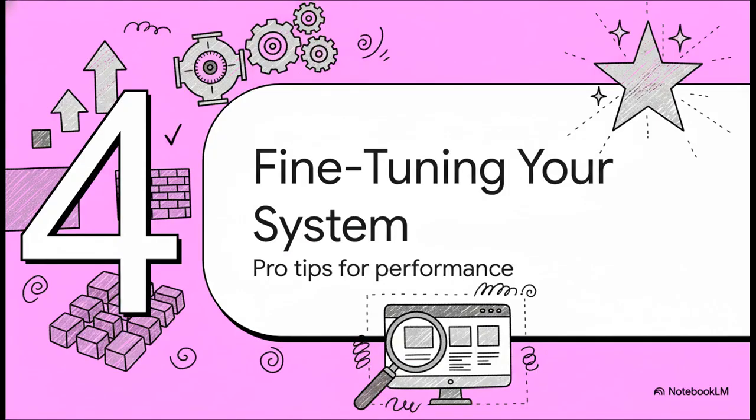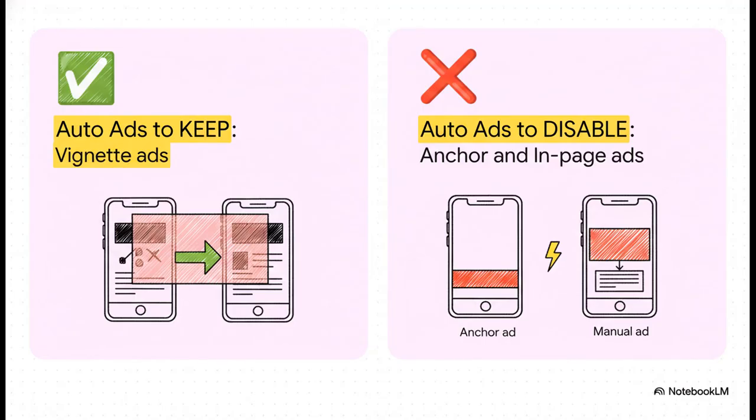So we've got the foundation, we've got the engine, and we have a strategy. Now it's time for the final tune-up. These are the little details that take your setup from just good to great. A lot of people use Google's auto ads, but you don't want to just give Google full control. The smart play is a hybrid approach. Keep the vignette ads turned on. Those are the full screen ones that appear between page loads, and they work really well. But turn off things like anchor ads and in-page ads because we want to control those placements ourselves with our shiny new component. This gives you the best of both worlds.